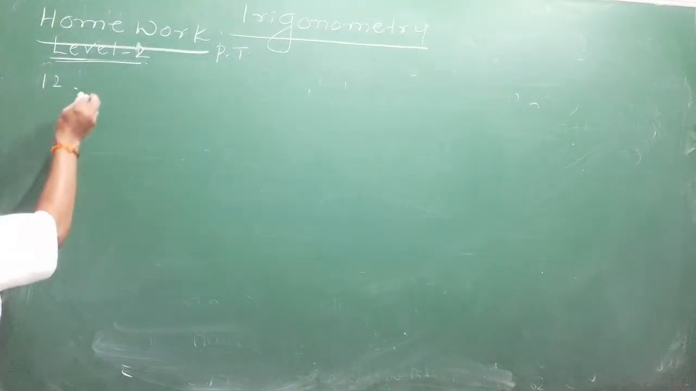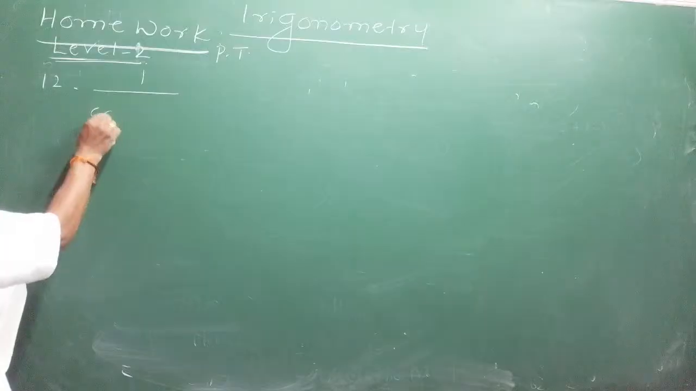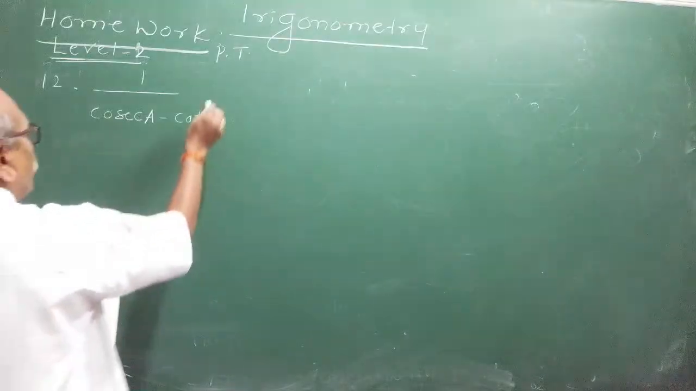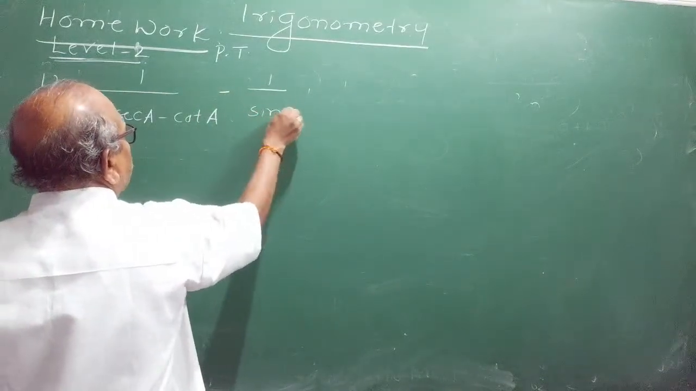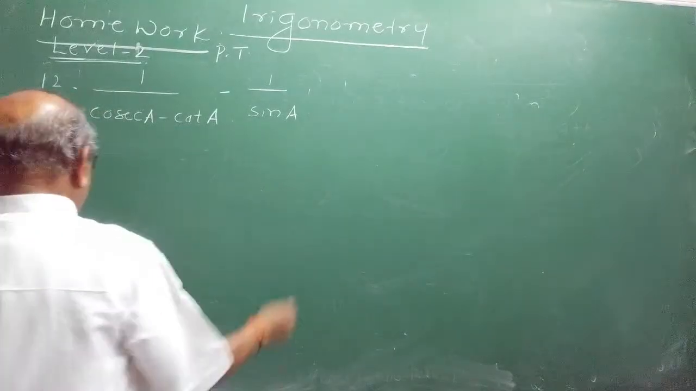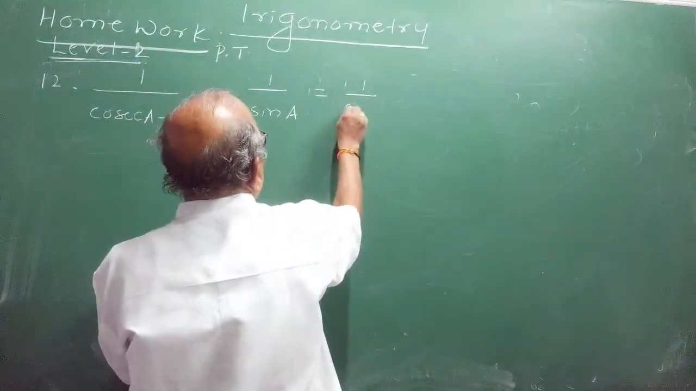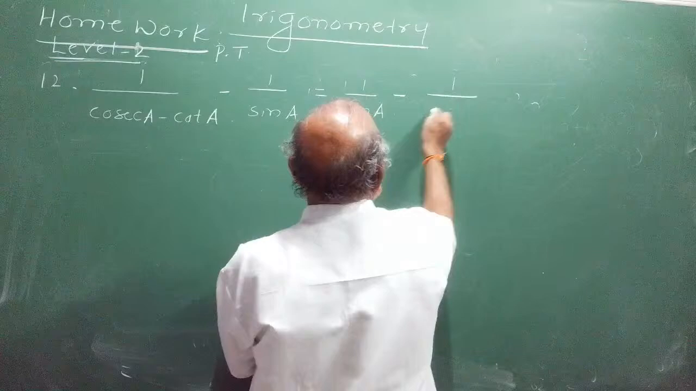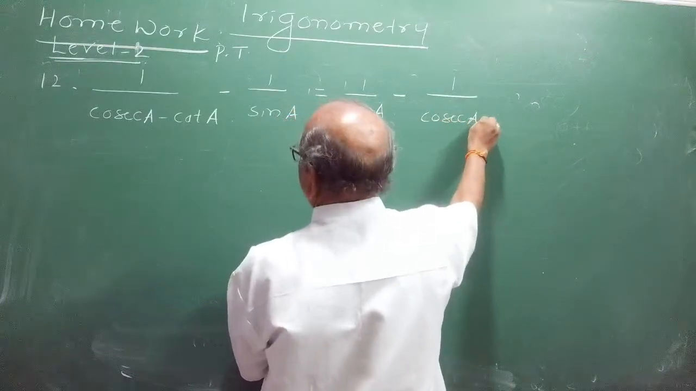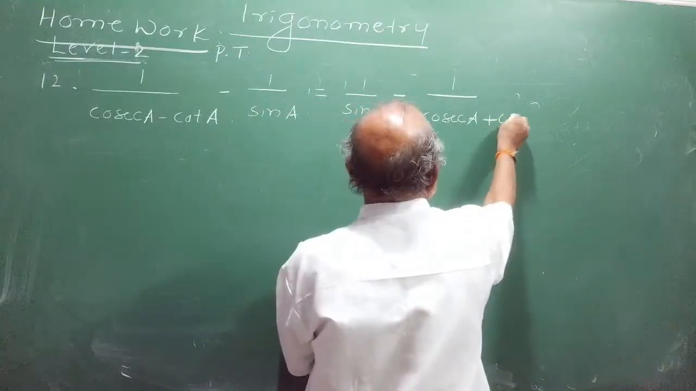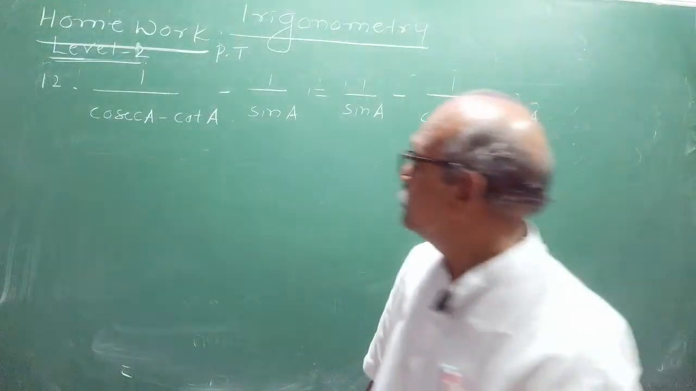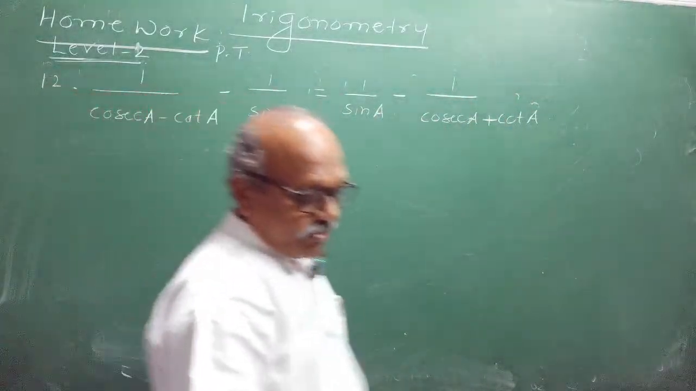Twelfth one. 1 upon cosec A minus cot A, minus 1 upon sin A, is equal to 1 upon sin A minus 1 upon cosec A plus cot A. Try this one. Take 1 or 2 minutes.